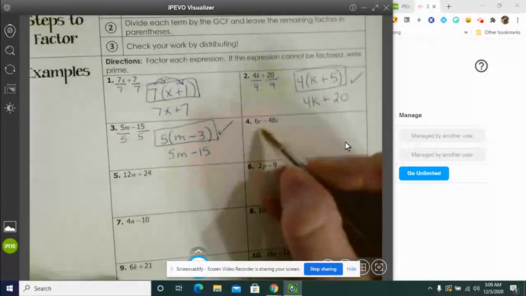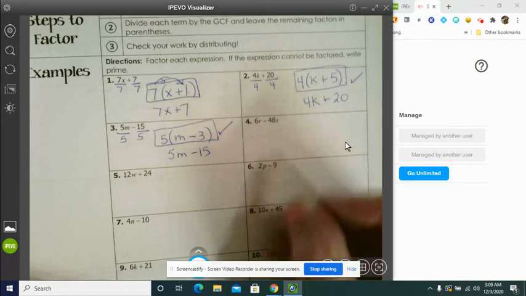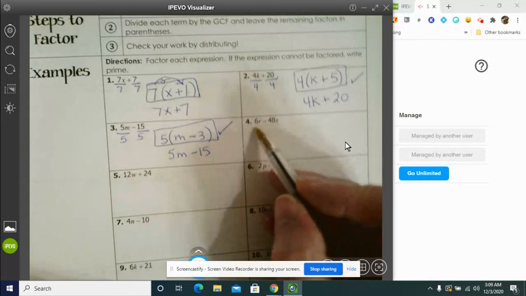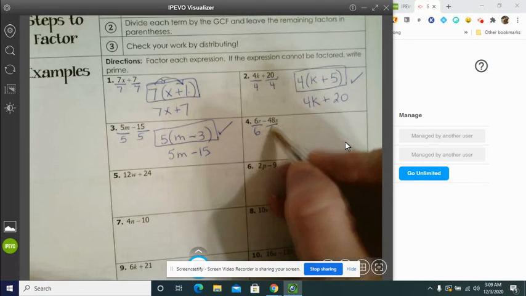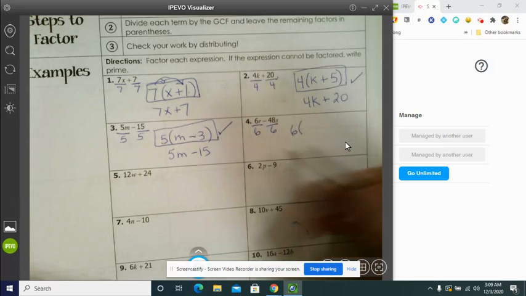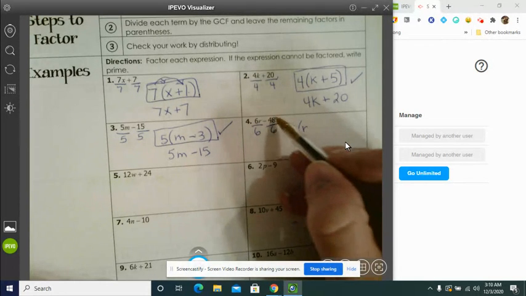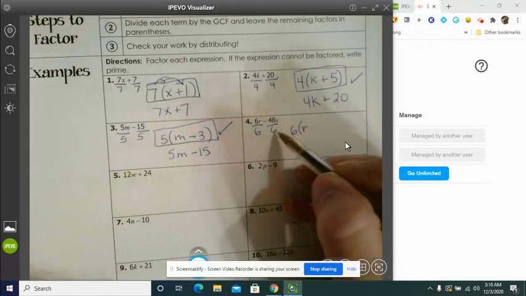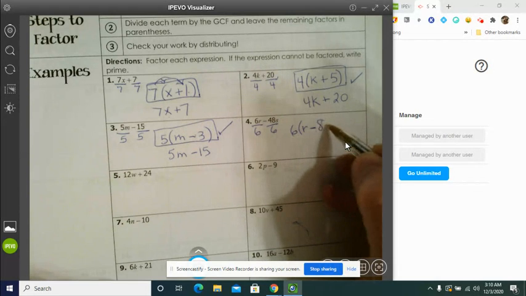This one, 6r minus 48s. Both of these, the factor that they share is 6. So I'm going to divide by 6. Put my 6 on the outside of my parentheses. 6r divided by 6 is r. Negative 48s divided by 6 is negative 8s.